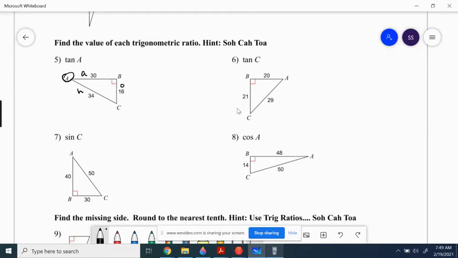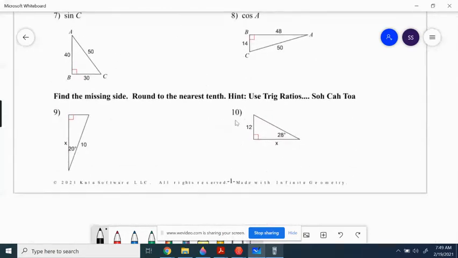All right, and we're looking for tangent. So tangent is TOA, which is O over A. So O over A would be 16 over 30. Make sure we reduce this. We can cut them both in half, so we're left with 8 over 15. Here's your final answer. All right, you guys can do the rest on that section.